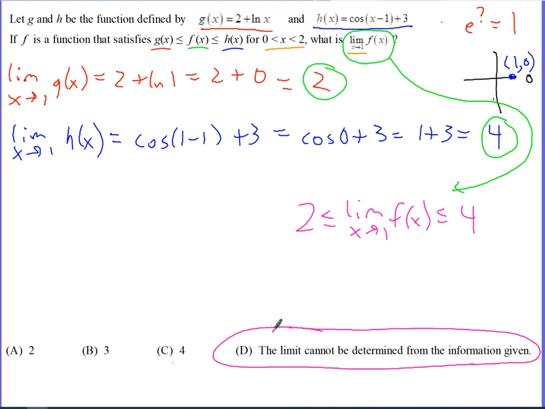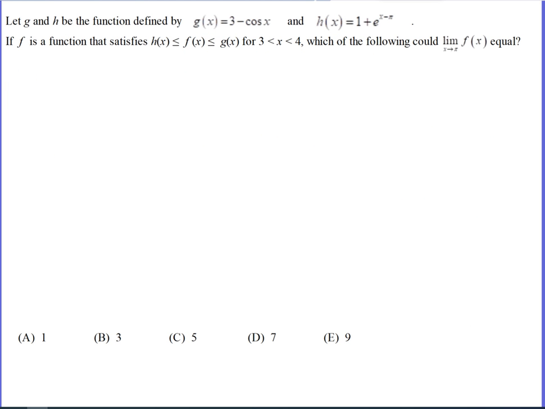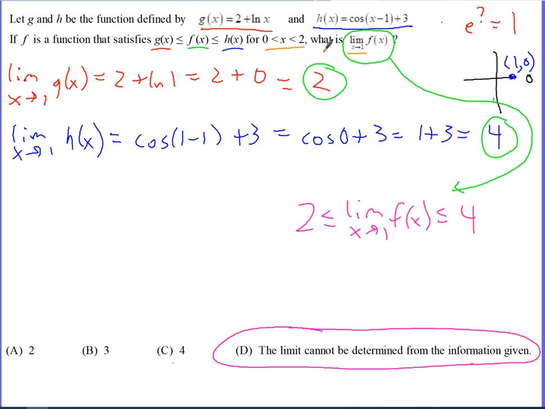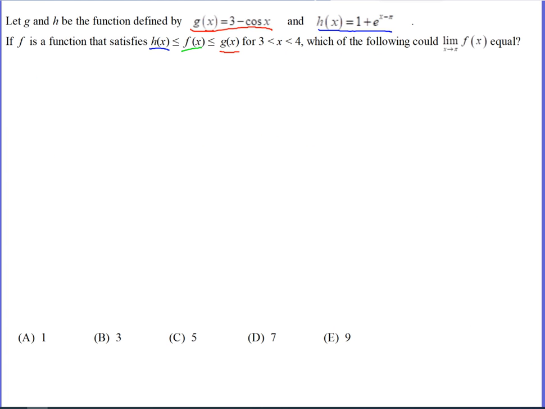All right, let's take a look at one more that's worded a little differently. So again, we've got two functions, g of x and h of x. Notice this time it just happens to be flipped around. So h of x is the one that's less than, g of x is the one that's greater than f of x, but f of x is still in between them. But here's the difference in the wording. Notice these first two said, what is the limit? Whereas this one says, which of the following could the limit equal? So that's a big difference in how it's worded. Not what does it equal, what could it equal?